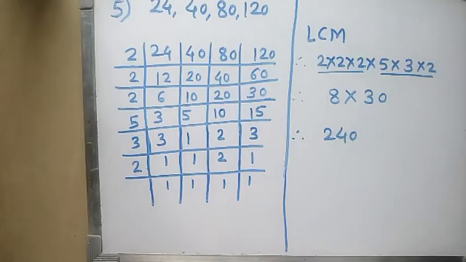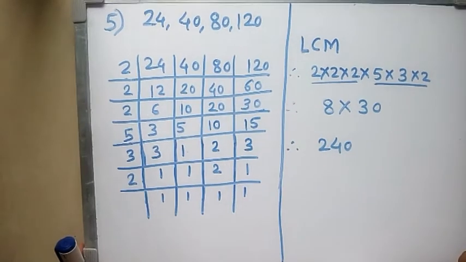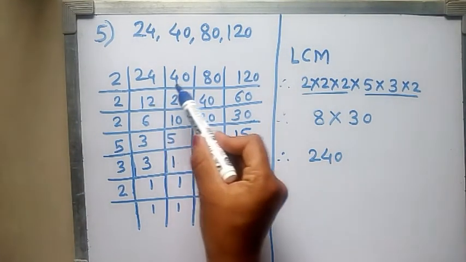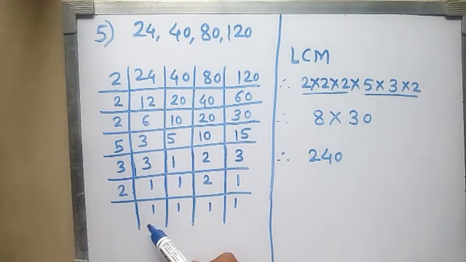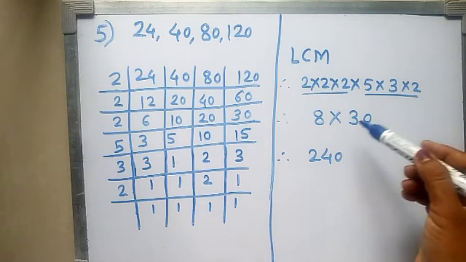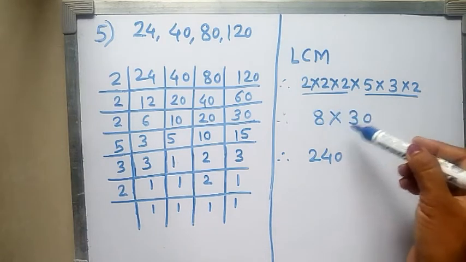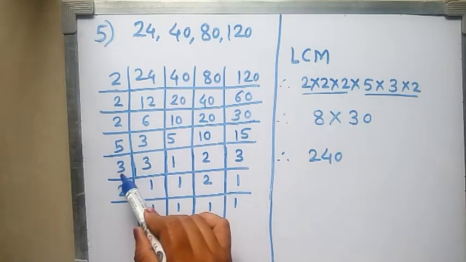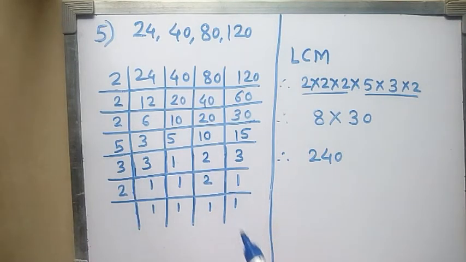Next example is 24, 40, 80, 120. Here 4 numbers are given. We find the prime factors of the 4 numbers. 2, 2, 2, 5, 3, 2. Multiply all these numbers and the LCM is 240.